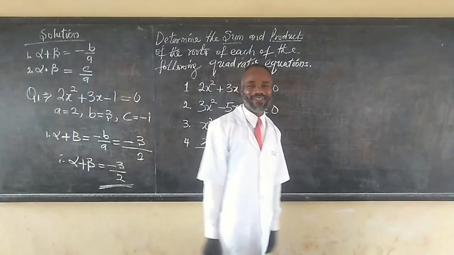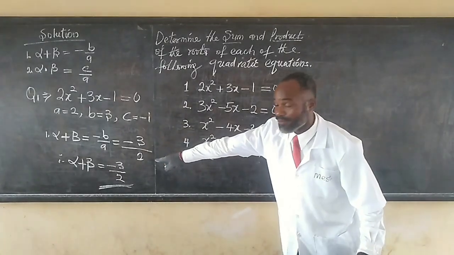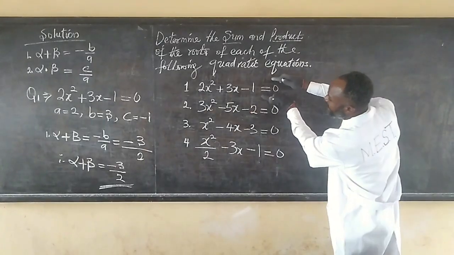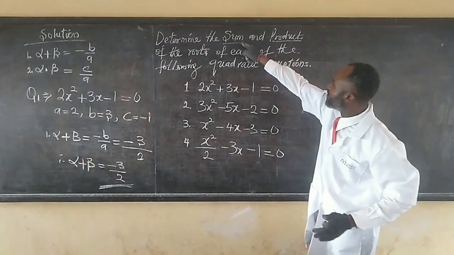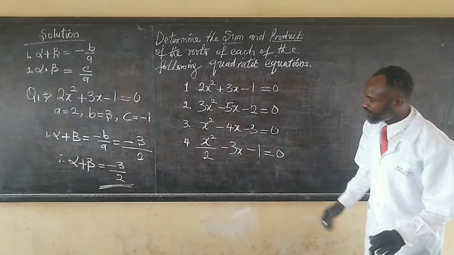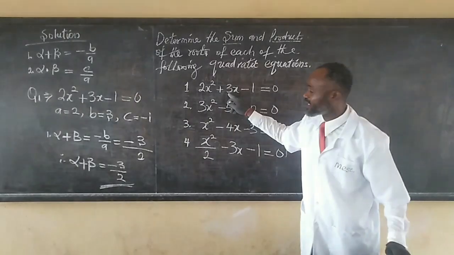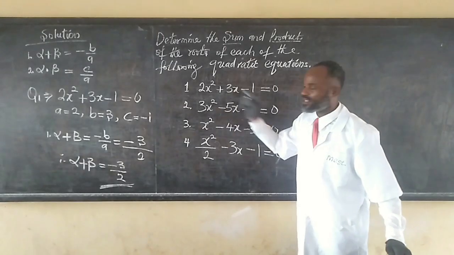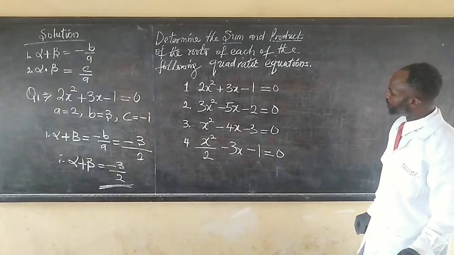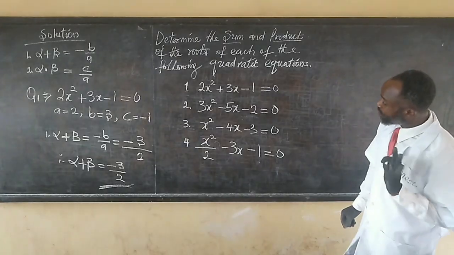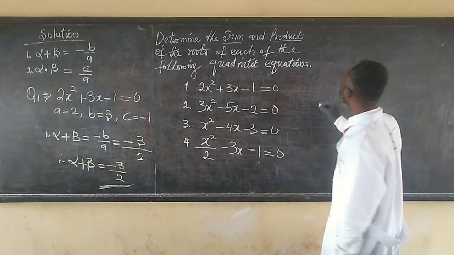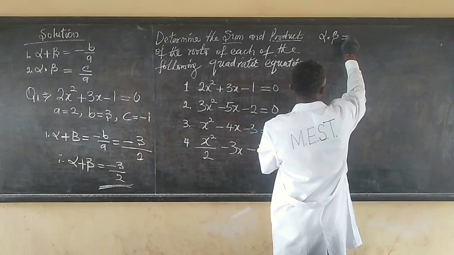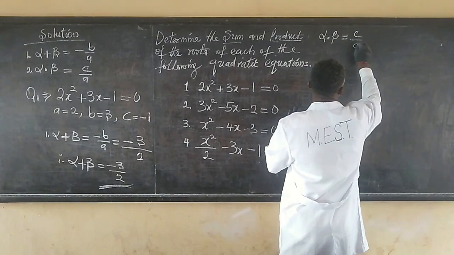This is absolutely interesting. Can you see? We have found the sum, but one thing remains: we've not found the products, because the question says, in each case, determine the sum and the products. So we have successfully found the sum of the first question. We are going to determine the products of this same question. So let's see, products. Okay, so we start. Product is alpha times beta, which is given as c all over a.